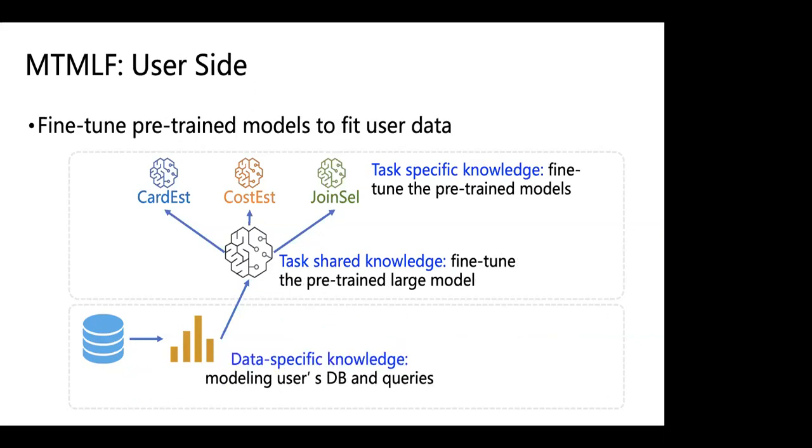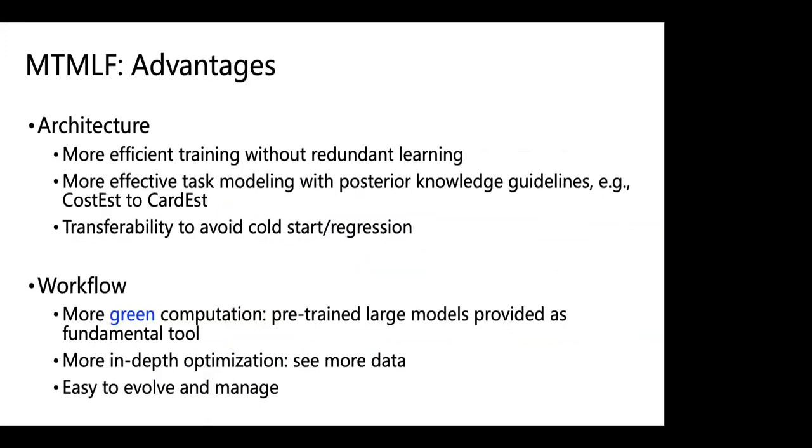On the user side, we just fine-tune these pre-trained models to fit the user's data. We model the user's DB and query data to tune the pre-trained models that are shared by all tasks, and then use some running queries to fine-tune the pre-trained models that are specific to different tasks. So this architecture can be more efficient without redundant learning, and it has no cold start and regression problem because it already uses a pre-trained model with meta knowledge.